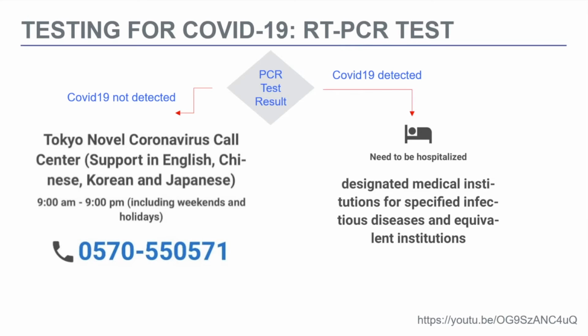If the PCR test is positive, then of course you need to be hospitalized, and the health center will then work towards the next steps to help get you hospitalized. Or if it's very mild, you might be in one of those isolation centers, like in hotels, where you will be kept under observation and isolated from other people to prevent infection, and also taken care of by doctors and nurses.